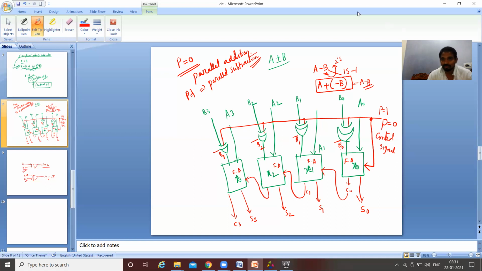This is all about 4 bits, or any n number of bits, we can extend this circuit to n bits. Parallel addition and subtraction can be possible by a simple circuit just by providing a control signal.